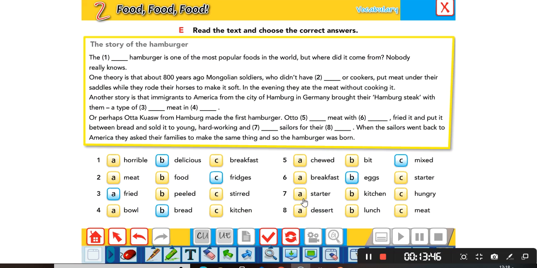Hard-working and starter soldiers? No. Kitchen soldiers? No. Hungry soldiers? Yes, we need an adjective here to describe the soldiers. Yes, of course they were hungry. That's why they needed the burgers.